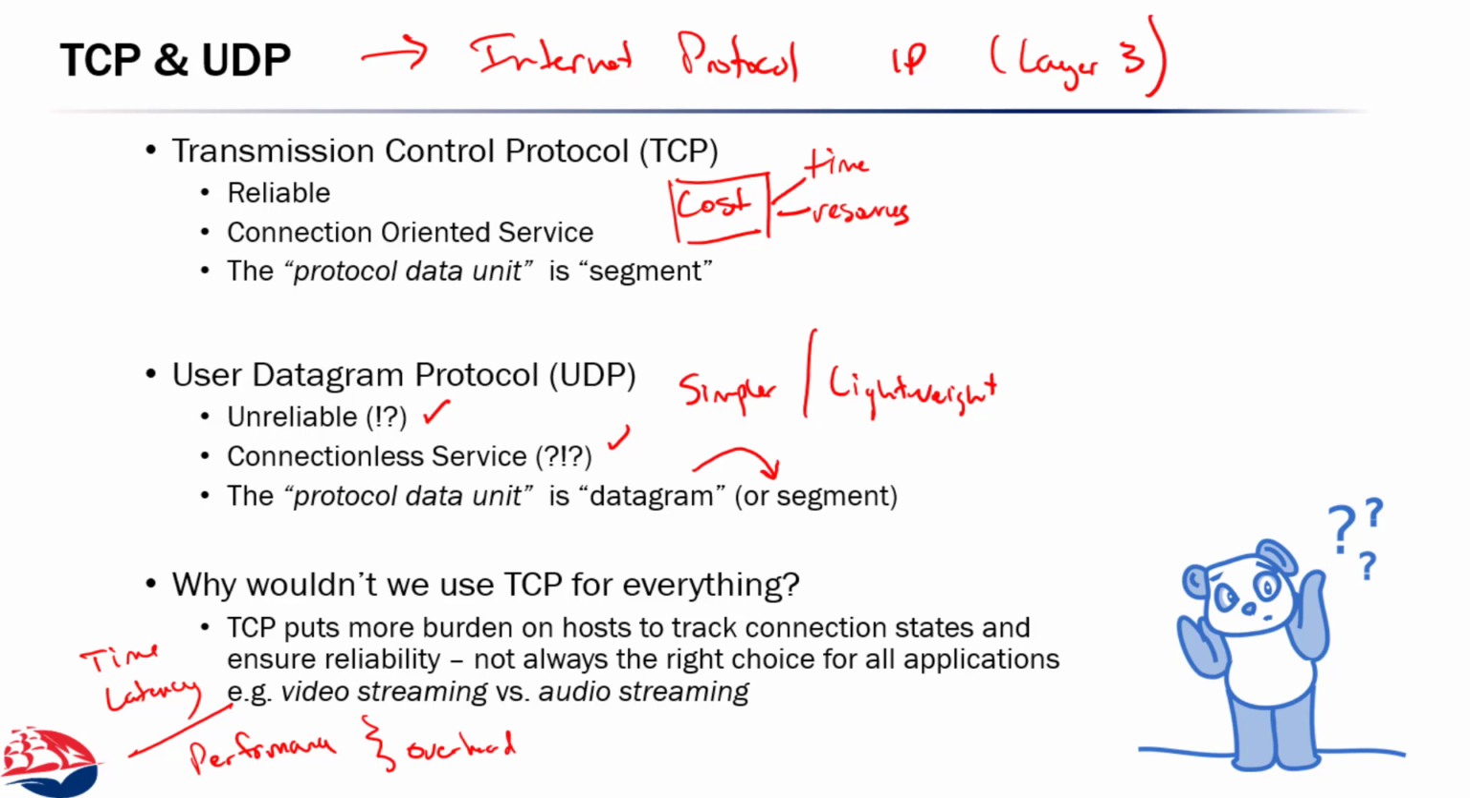Well, then why don't we just use UDP for everything? Well, we're going to find that UDP shifts the burden of getting reliability onto the application. And so sometimes those choices just aren't right.